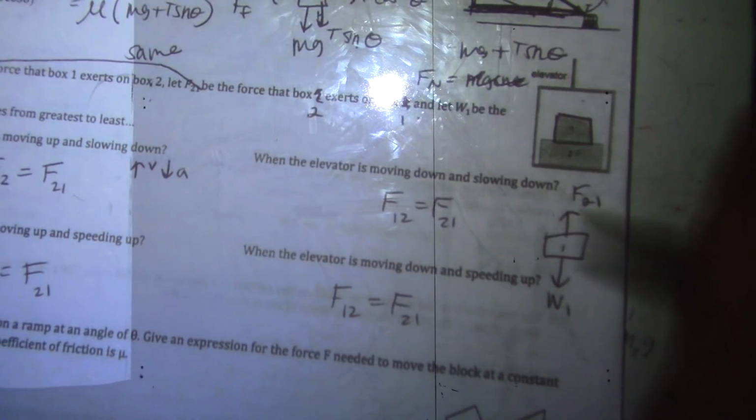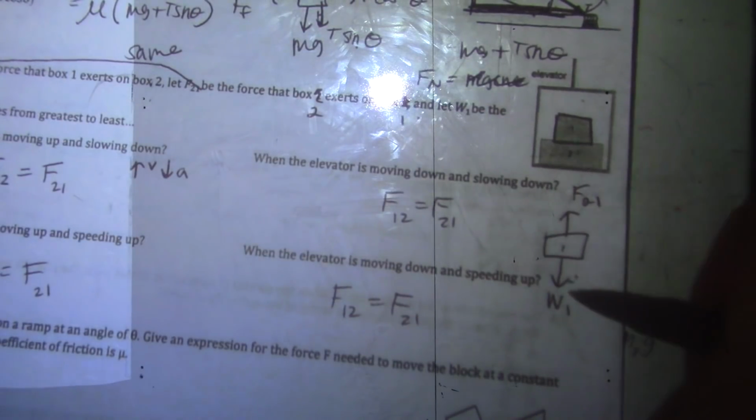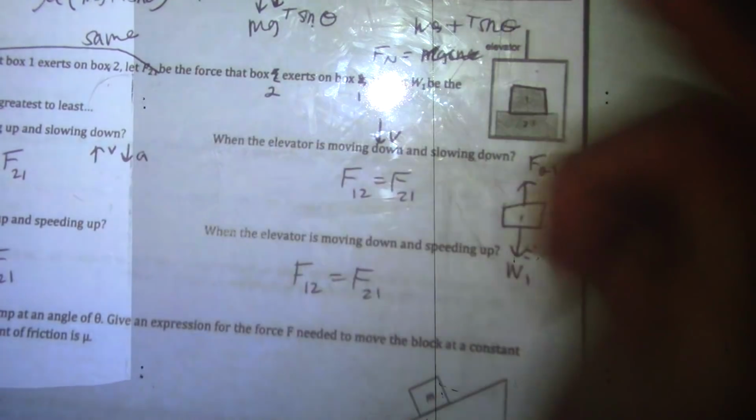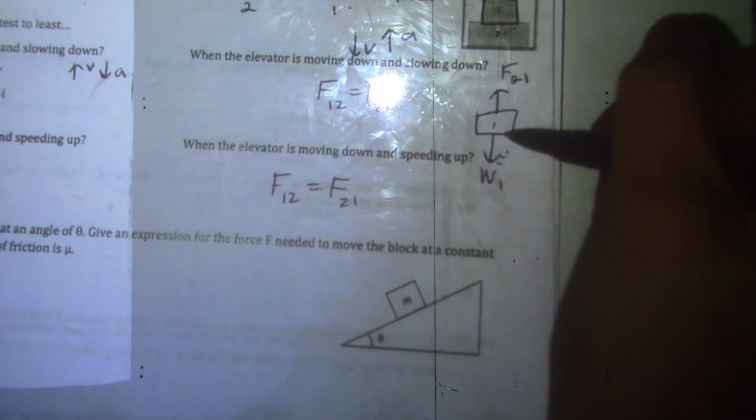If we're accelerating down, that means your down force is bigger, so W1 is greater than these two, which are equal to each other. Now, if your elevator is moving down and getting slower, moving down is velocity down, getting slower still means opposite direction to your acceleration, so that is pointing up. If your acceleration is up, F21 is greater, which means these two are greater and W1 is less.